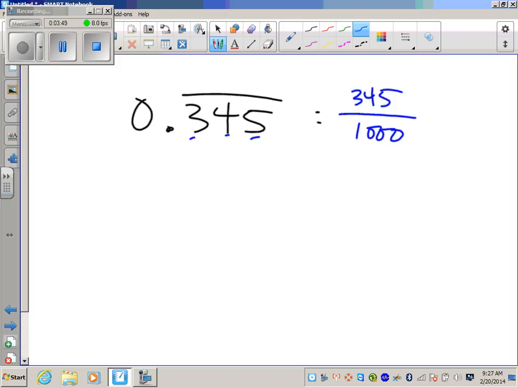What do you do if you don't remember all the names for the places? Well, how many places back did it go? 3. How many zeros do we use? 3. But we aren't done. If this were just a regular 345 thousandths without the repeating bar on the top, then we'd be fine. However, it does. So quite simply, we take 1 away from it. 999.